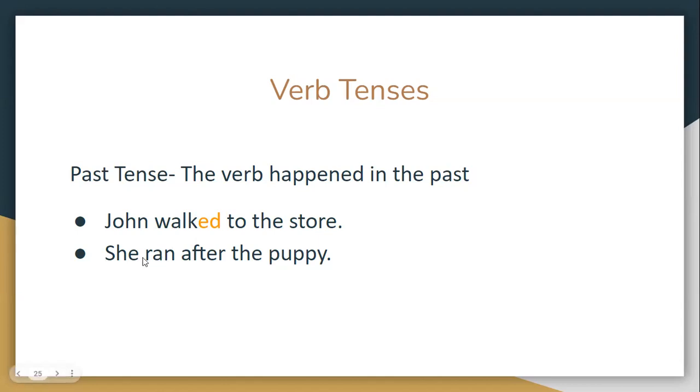But when we look down here at an irregular verb, we say she ran after the puppy. We wouldn't say she runned after the puppy. And so this is an irregular verb because we have run, ran, ranning, for example.